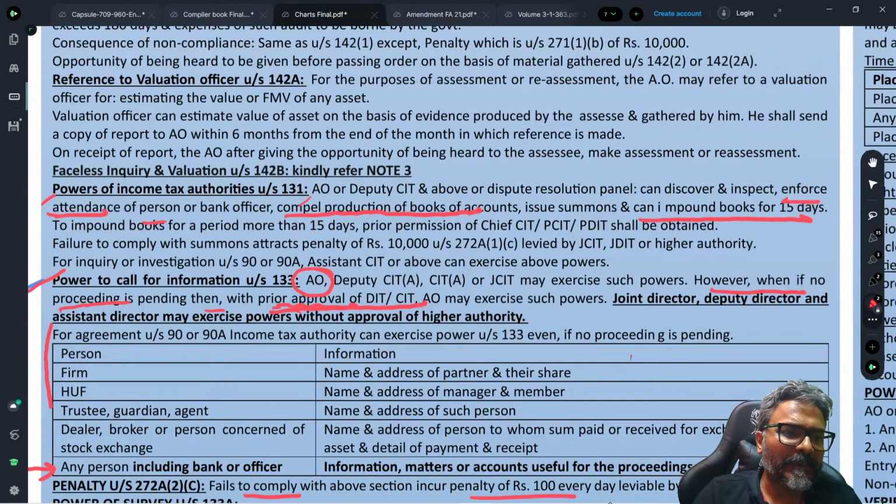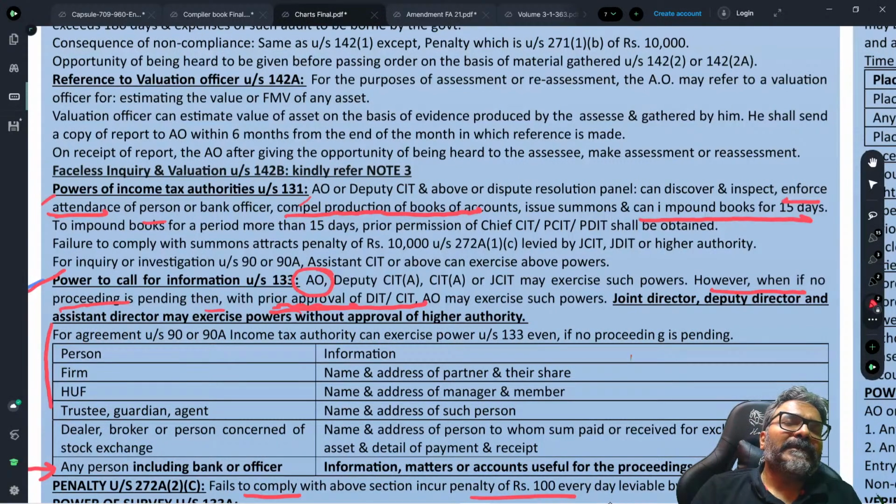Fine. So this is the comparison with 133. Here in 131 it can be done, but in 133, you cannot enforce the attendance of a person. That cannot be done. This can be done in 131 only. In the same way, in 133 you cannot compel the production of books of accounts. What you can only ask for is the information. You cannot tell them that in 133 you produce the books of accounts. That is also not possible. And if the books of accounts cannot be produced, then where is the question of impounding the books under 133? Is that clear to all of you?